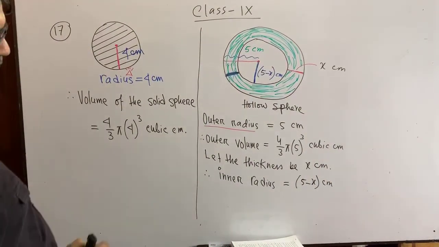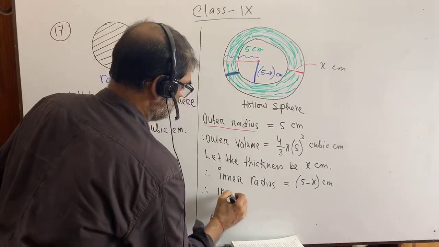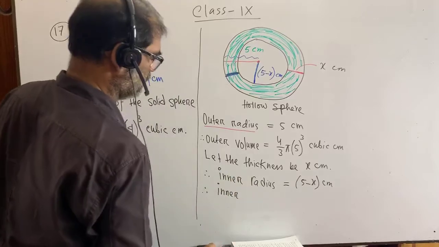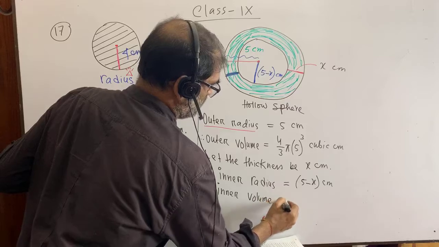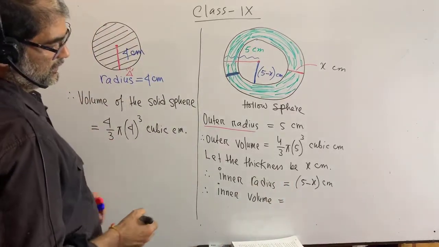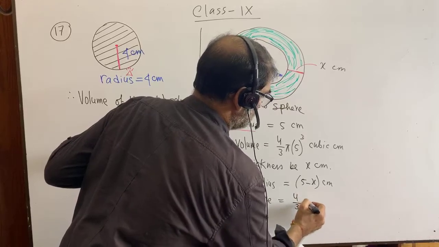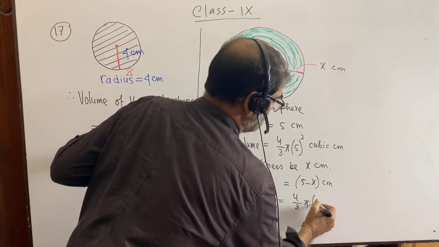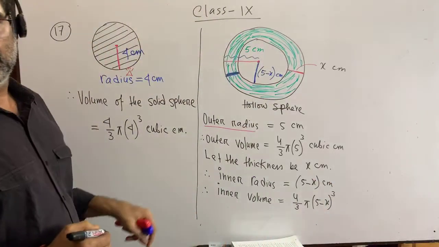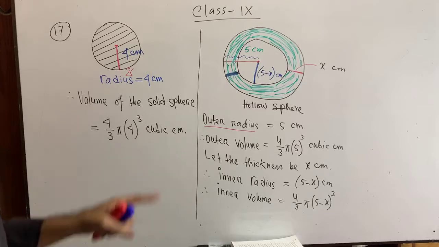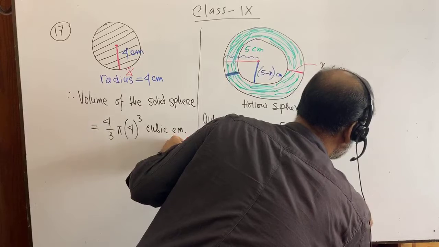Now what is the inner volume? Therefore, inner volume equals to, what is the formula? 4 by 3 pi a cube, right? So 4 by 3 pi, 5 minus x whole cube, cubic centimeter.